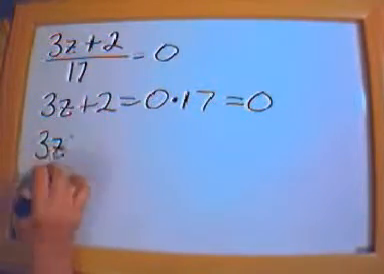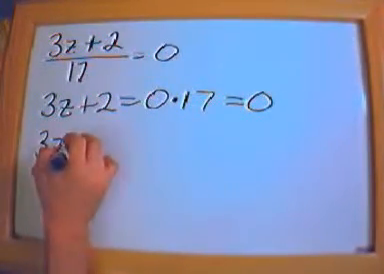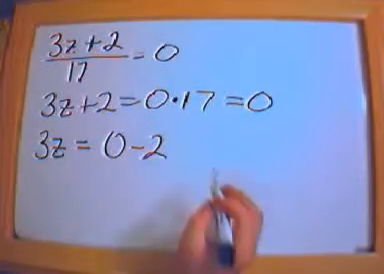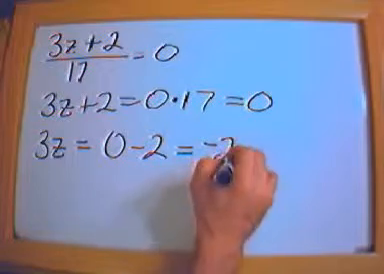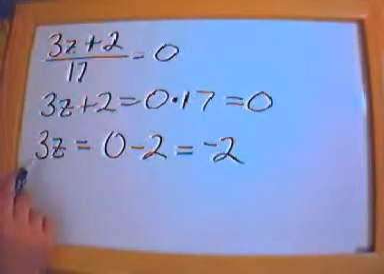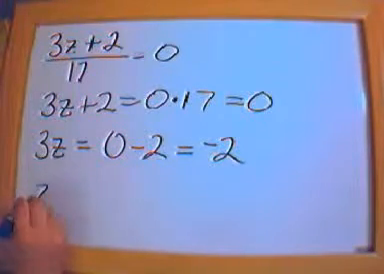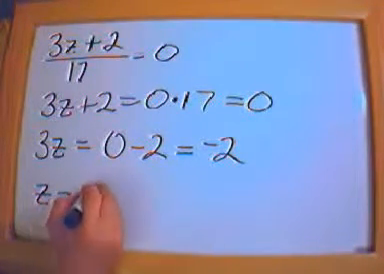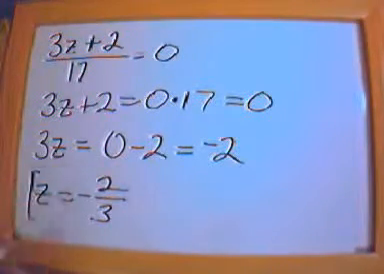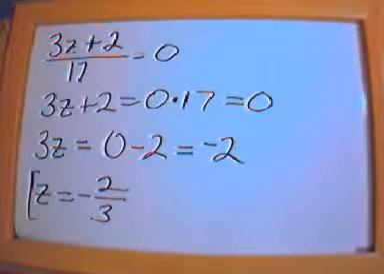So I'm going to be left with 3z. 2 is going to disappear on the left, equals 0 minus 2. And of course, by definition, 0 minus 2 is negative 2. Finally, I'm going to isolate the z, get rid of this 3, so I'm going to divide by 3. z is equal to negative 2 divided by 3. And that's simply a fraction. That is the answer, negative 2/3.